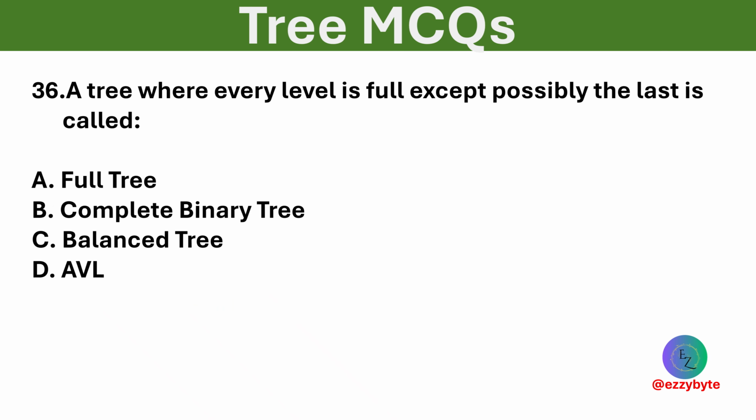A tree where every level is full except possibly the last is called. Options are full tree, complete binary tree, balanced tree, and AVL tree. Option D is correct. Completeness means all levels are filled except the last.